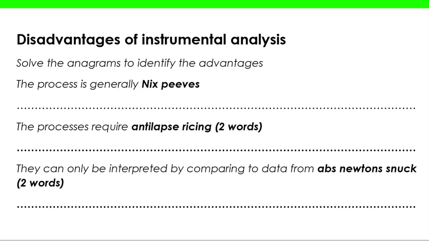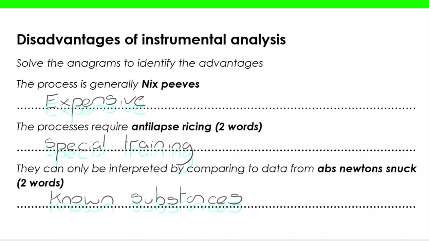So the process is generally expensive. You are going to need high-grade equipment. You're also going to need special training for the people running that apparatus. So all in all, it becomes a much more expensive process. You can also only interpret by comparing to data from known substances. So unless somebody has gone through the whole process of old school analysis to actually find the information that can then go into a library of resources, it doesn't really work. It works on the basis of comparison to what we already know.